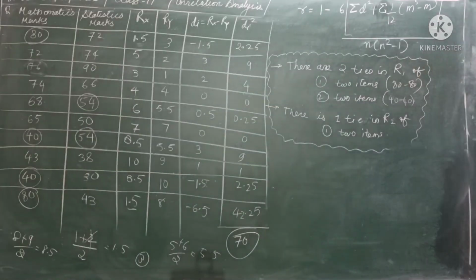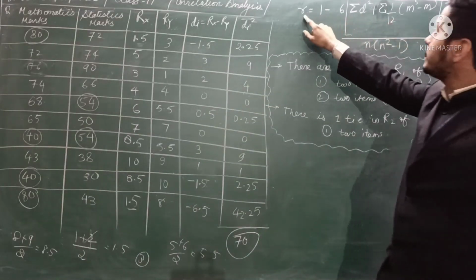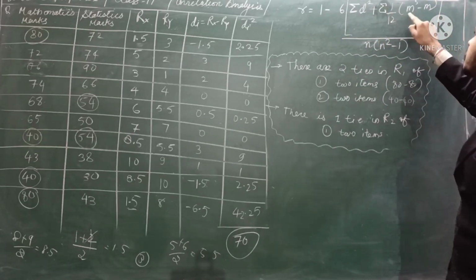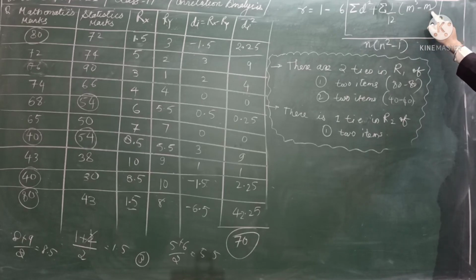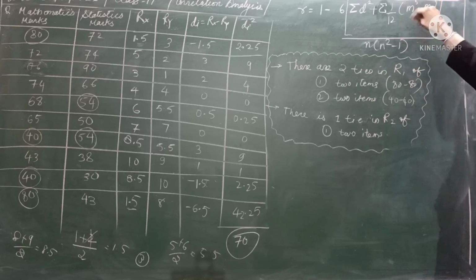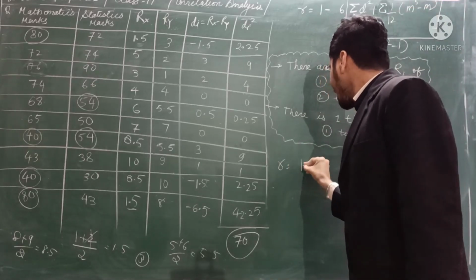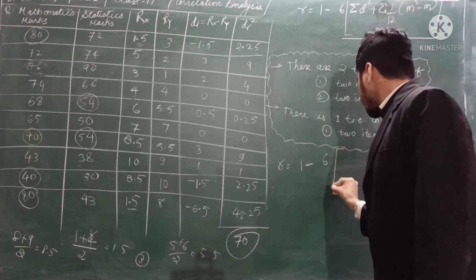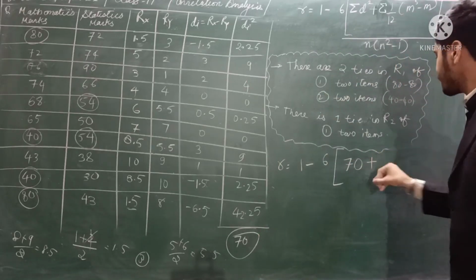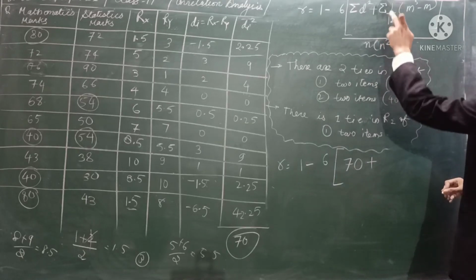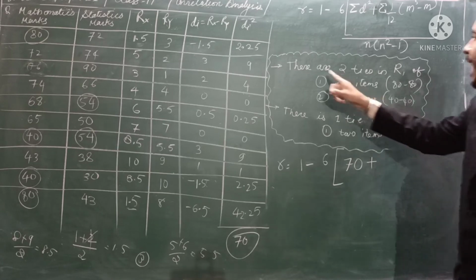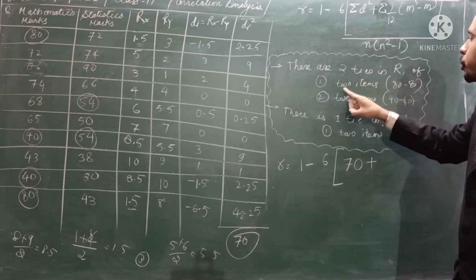As you can see, I have written here the formula: r is equal to 1 minus 6 times the summation of Di square plus summation of 1 upon 12 bracket n cube minus m, whole over n square minus 1. So let us substitute the values here. Try to understand how to substitute. Summation of Di square you can easily substitute as 70 plus. Now understand this summation of 1 upon 12 n cube minus m. This n cube minus m means there are two items of the same kind.